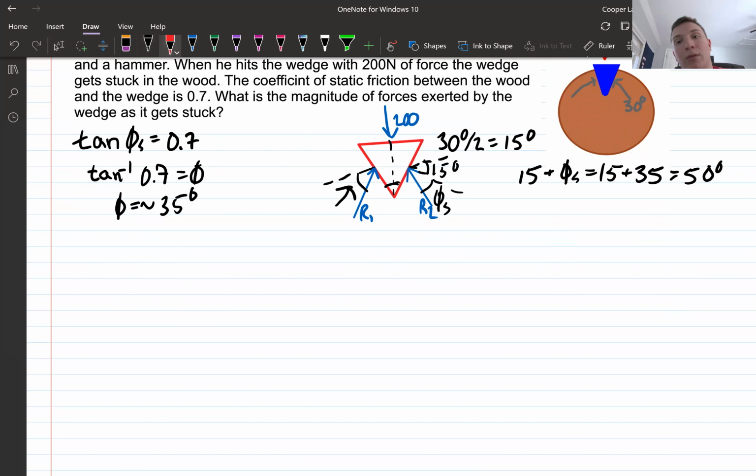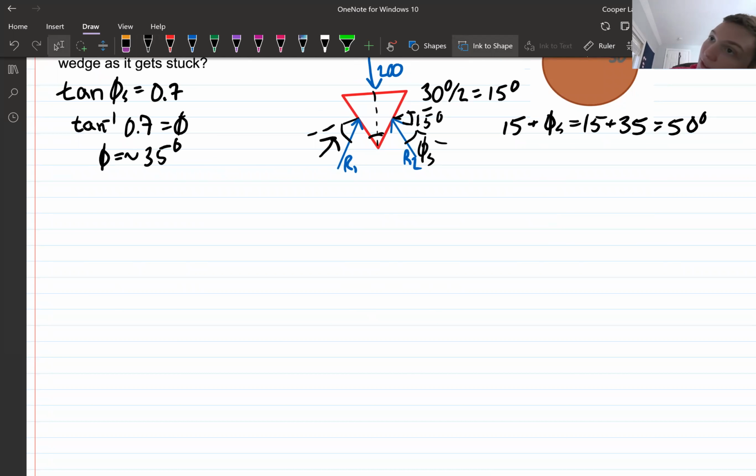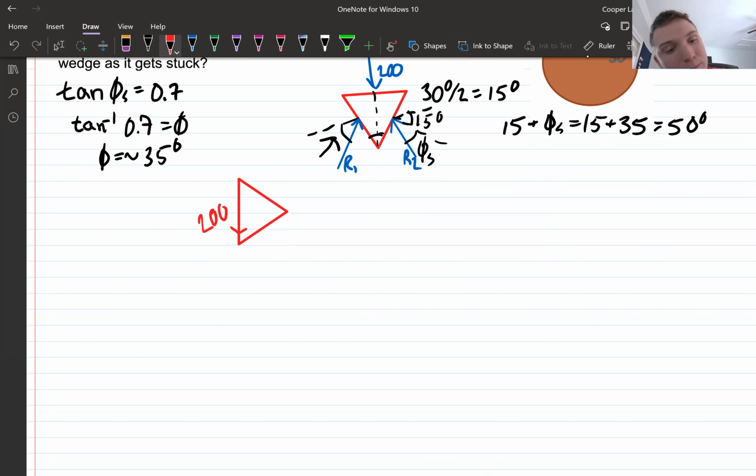So when we go for that, keep in mind this is still before it gets stuck in the wood. We're going to have a force of 200 newtons getting applied downwards. We're going to have our R sub 1 force and our R sub 2 force there. So we know that this right here is going to be 200 down. Here we know this is R sub 1, and we know this is R sub 2.